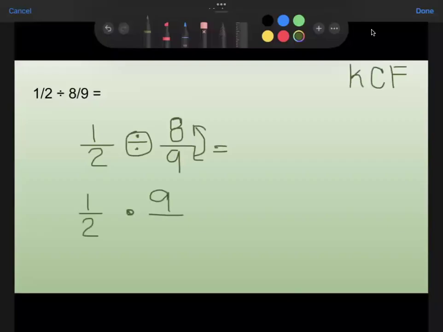So this is 9/8. Then I just multiply 1 times 9, which is 9, and 2 times 8, which is 16, and my answer ends up being 9/16. Now, this might feel like it can be simplified, but looking closer, I can only divide 9 by 3, and I can't divide 16 by 3. So I believe this is already simplified.